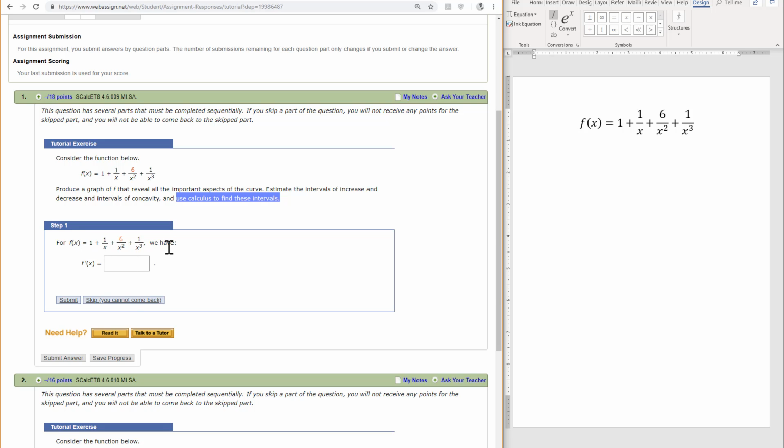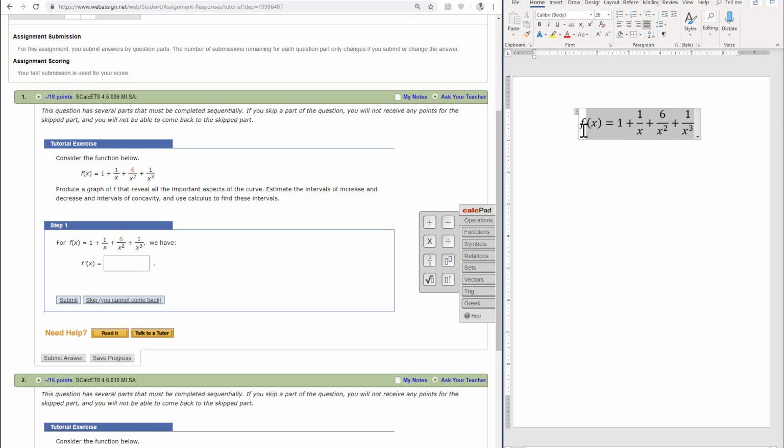So the first thing they ask for here is the derivative. What we might be interested in doing is to rewrite this function so that instead of having 1 over x, for example, we have x to the negative first power. If we rewrite these things so that we can differentiate it a little bit easier, that might be better for us. So the 6 over x squared will become 6 times x to the negative 2 power, and then the 1 over x cubed becomes x to the negative 3 power.